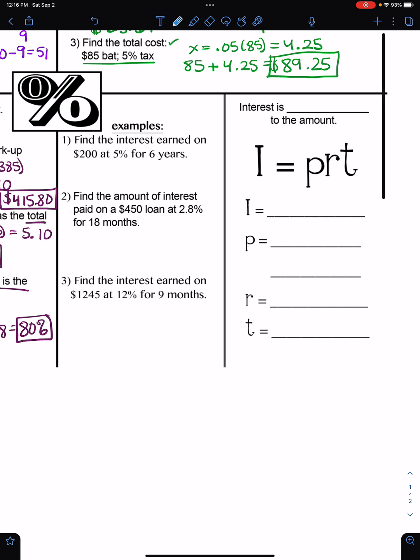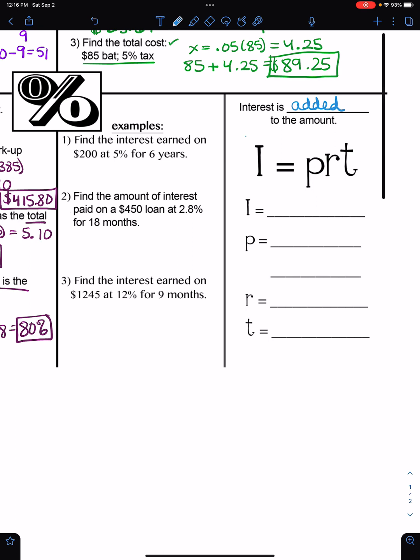So if you buy a house or a car or something that you're paying for with a loan, the bank will charge you a percent of how much you borrowed, and you end up paying back sometimes a lot more than you borrowed. But either way, interest is something that is added onto the amount, either added on that you owe or added on that you earn.